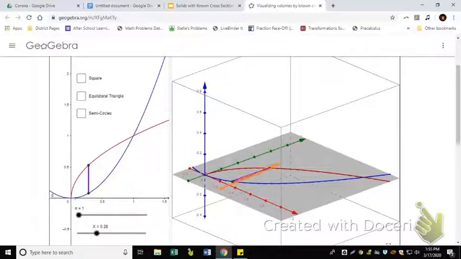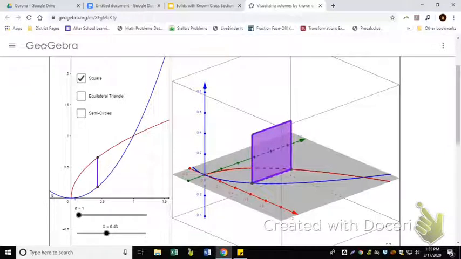So here's the slice that we had on our previous thing. That's the way our knife is cutting. And you can see it's in that region, and that's where the slice would cut. And if we click on square, it's really showing us what that slice is going to look like. So keep in mind it said each cross section is a square with a side in region R.